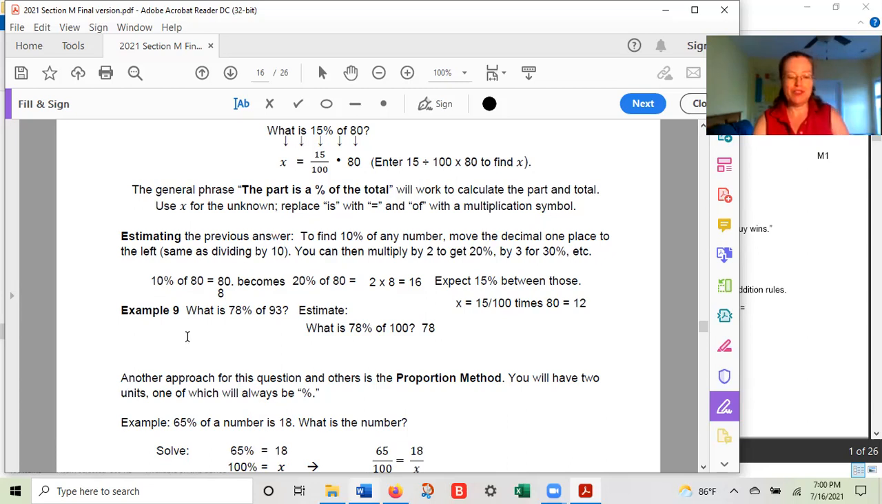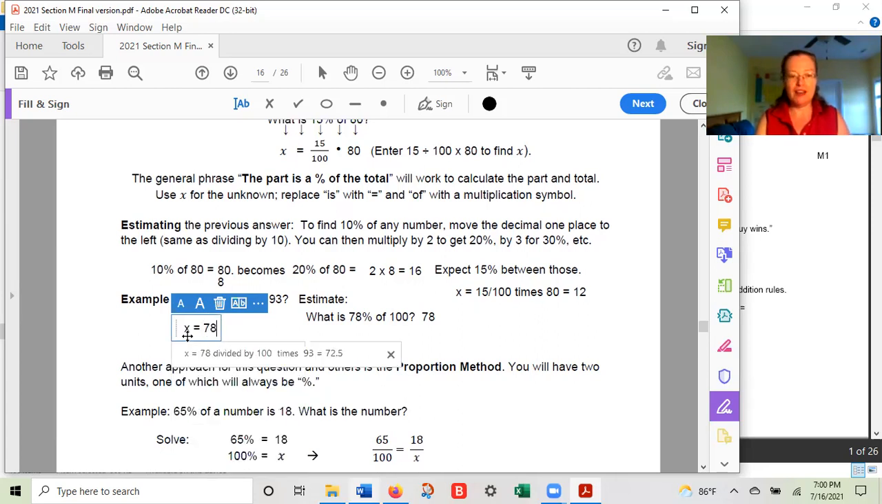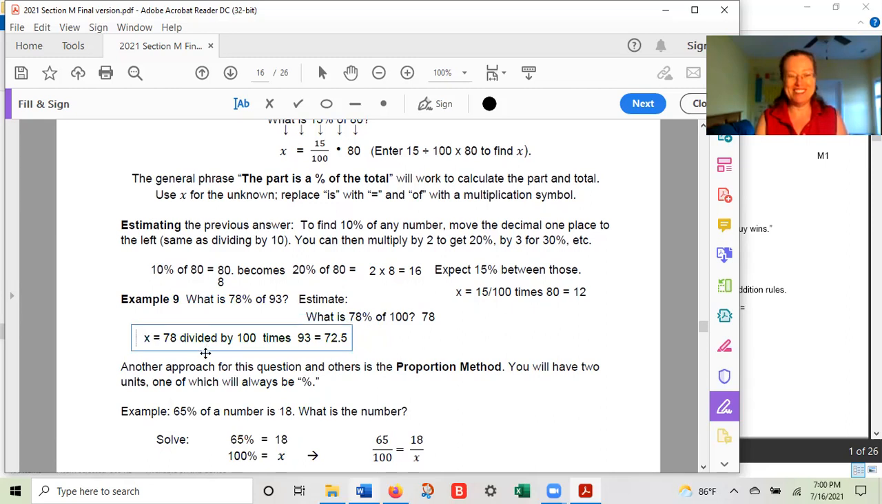Okay. So for this one, it's simply going to be x is equal to 78 divided by 100 and then times 93. I wrote out the words because I can't really do the x equals. I didn't want it to look confusing with the number of times. So 78 divided by 100 times 93, that's 72.5.